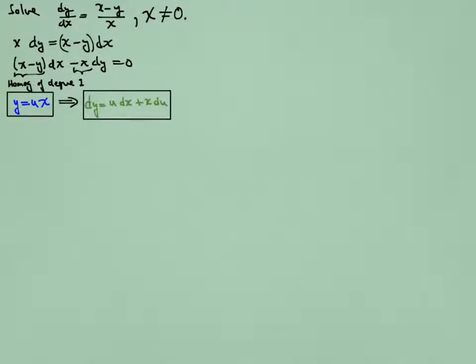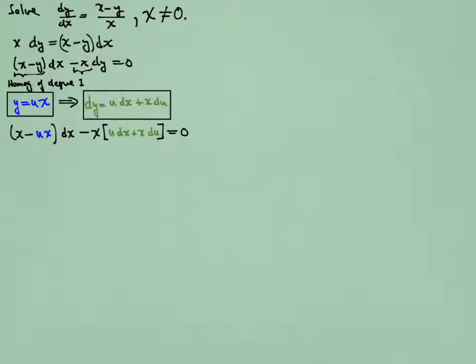So now we carry out this substitution. I've got x minus y, which becomes u times x instead. I'll have dx, and then minus x. And then for dy, I have to put this complicated product rule expression. And on the right-hand side, I still have equal to 0 here.